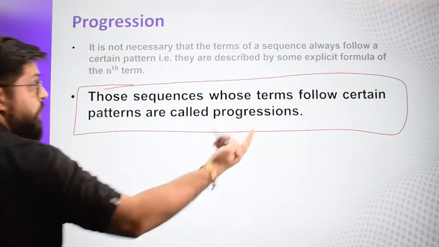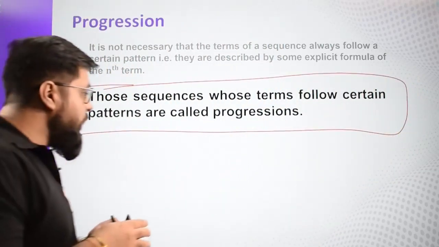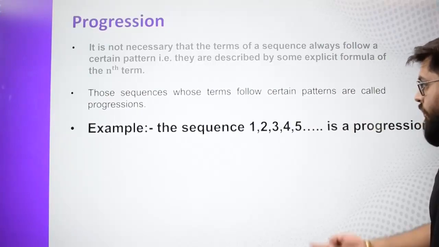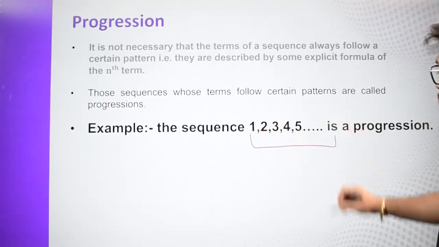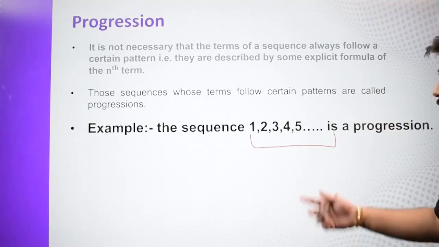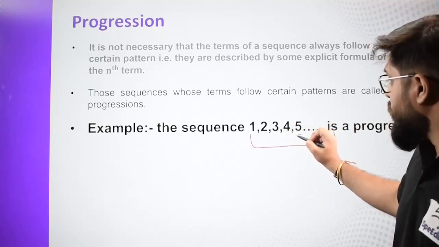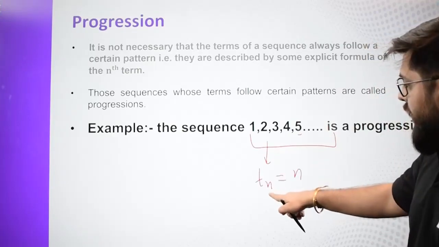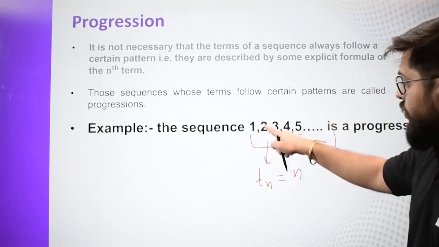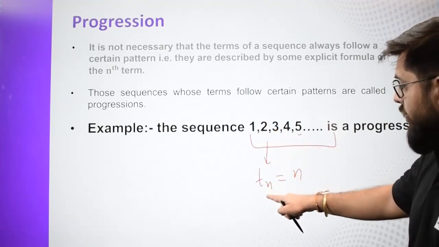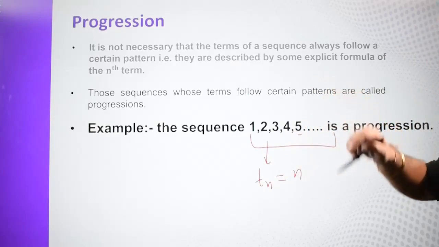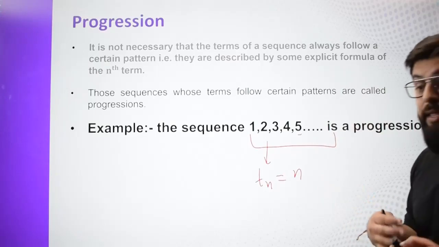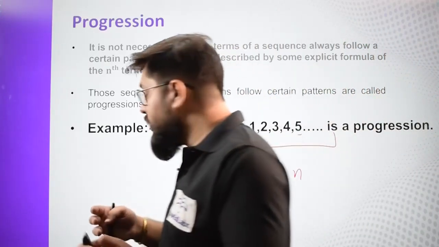So those sequences whose terms follow a particular pattern are called progressions. Now, is this sequence a progression? Yes, it will be a progression because the nth term is given by n. When you write n equals to 1, you get the first term, n equals to 2, you get the second term, n equals to 3, you get the third term, n equals to 4, the fourth term, n equals to 5, the fifth term. Similarly, if you need to find the 10th term, then n equals to 10 will give you the 10th term, that is 10.